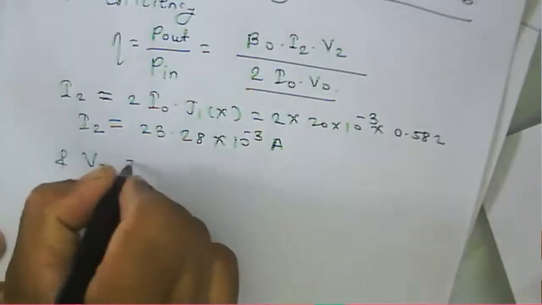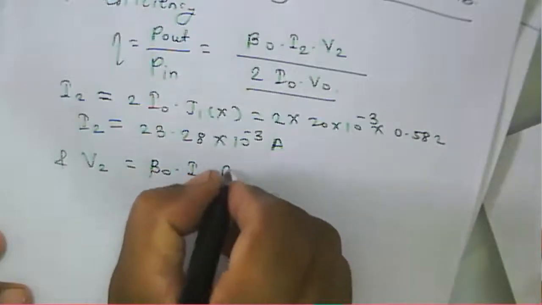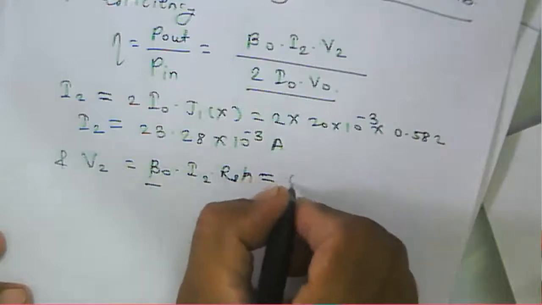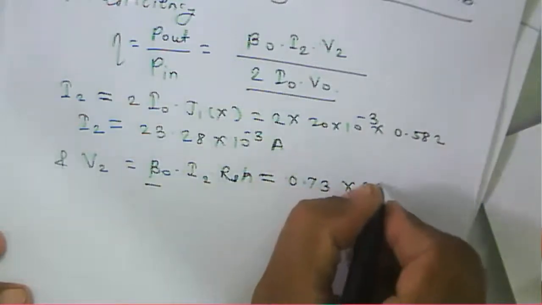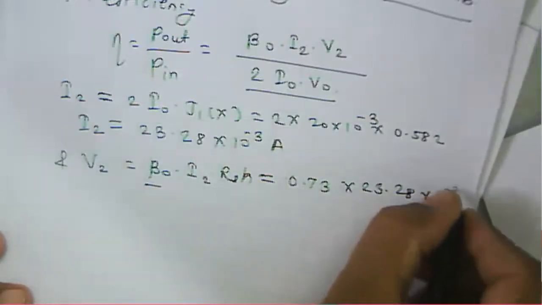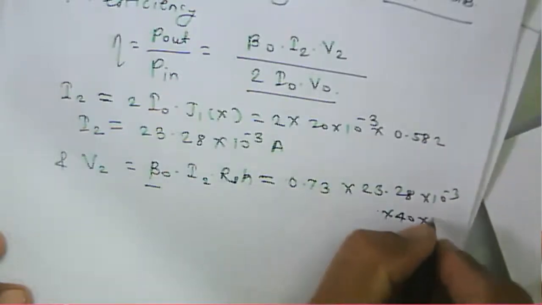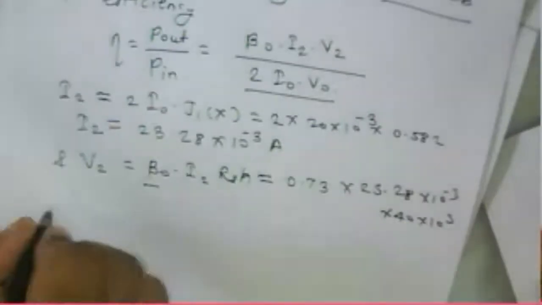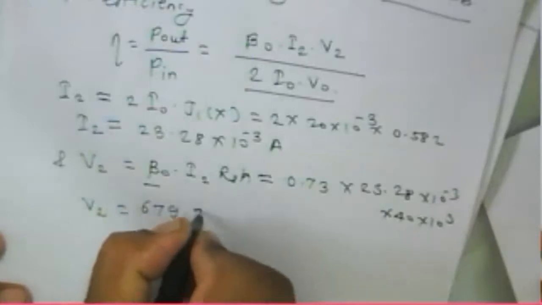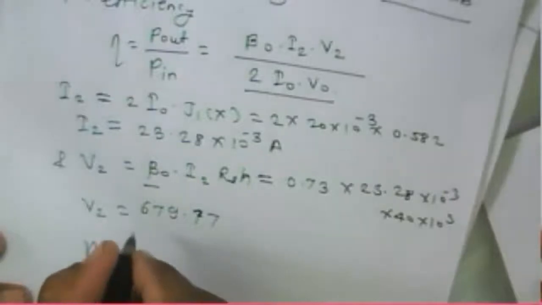And V2 is nothing but I2 into RF. The coupling coefficient is 0.73, I2 is 23.28 into 10 to the power minus 3, and RF is about 40K. After solving, we get that V2 is equal to 679.77. And so we get the efficiency.